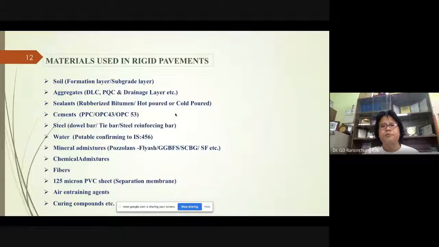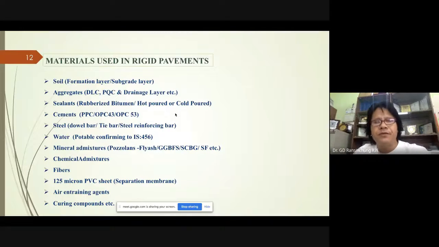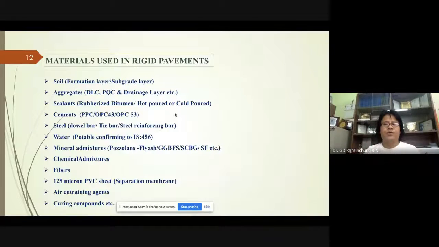Very simple. Now, what are the materials required or used in rigid pavements? For the construction of rigid pavements, right from scratch, subgrade layer construction is important. The subgrade layer is constructed with the help of locally available soil. So what should be the quality of the soil? That is an important aspect for today's lecture.